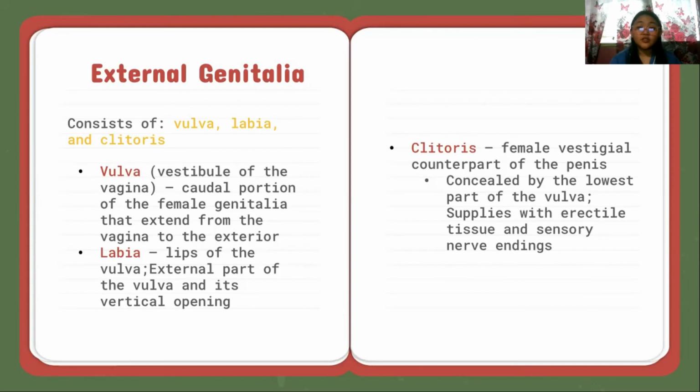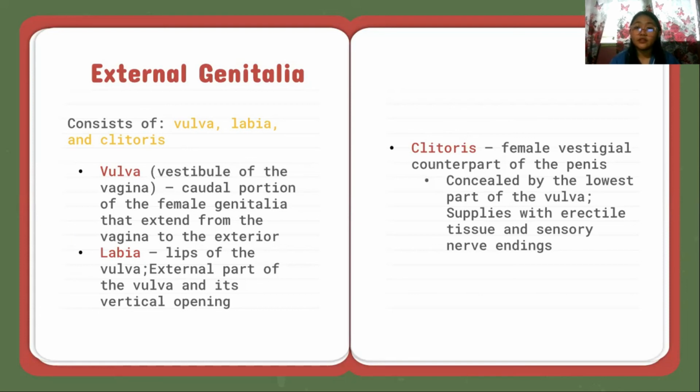Next, we have the external genitalia. This consists of the vulva, labia, and the clitoris. The vulva, or the vestibule of the vagina, is the caudal portion of the female genitalia that extends from the vagina to the exterior. Next, we have the labia, or the lips. These are the external part of the vulva and its vertical opening.